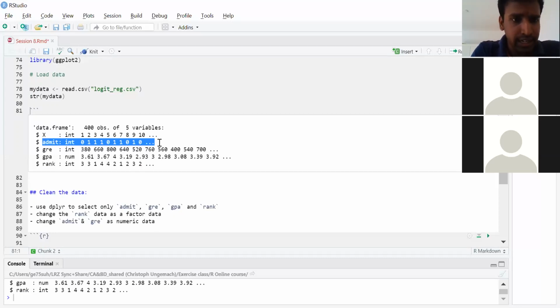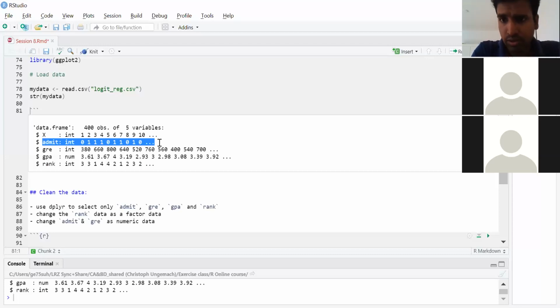This data is fictitious, just for an example, right? And this basically tells there are 4 variables. Don't think about X. X is not required for analysis. That is just the row information, right? And admit is whether the person who applied for the college got an admit or not, based on his GRE or GPA.